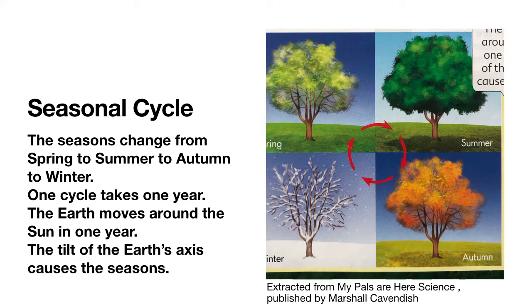Now, if you look carefully, the cycle always goes in a fixed manner, from spring to summer to autumn to winter, back to spring, summer, autumn, winter. So the pattern is always repeating itself continuously.